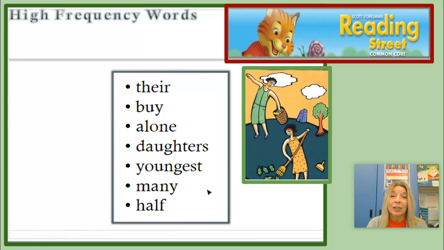Excellent job. Looking at this list, can you see one word that is a noun? That's a person, place, thing, or product? Do you see a word that's a verb, something that you do? It's an action. All right, let's talk about these a little bit more.